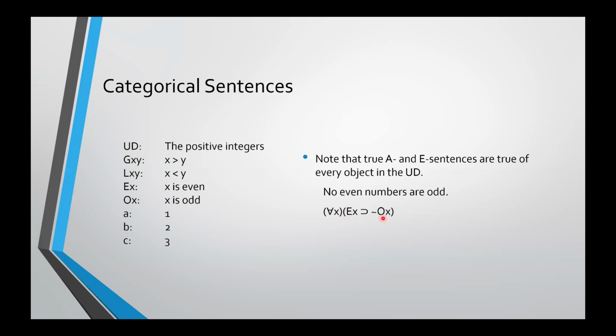Another way you can think about this is to remember that by the rule of implication, this is actually equivalent to this. So this is another way of understanding this condition. It's saying that for every x, either x is not even or x is not odd. And again, this is true of every number. You look at each number, and either it's not even or it's not odd. That's going to be true of every single one of them.